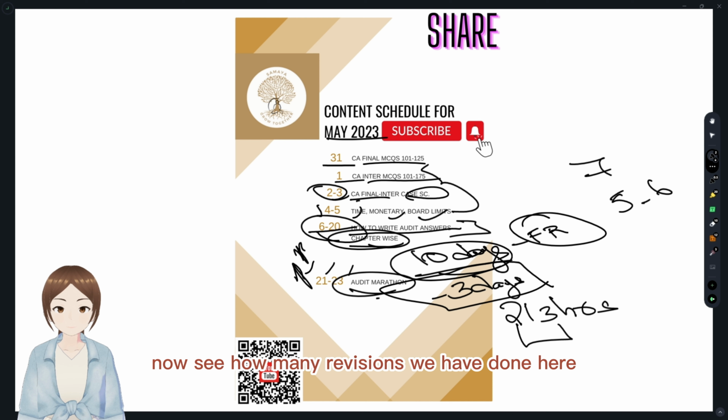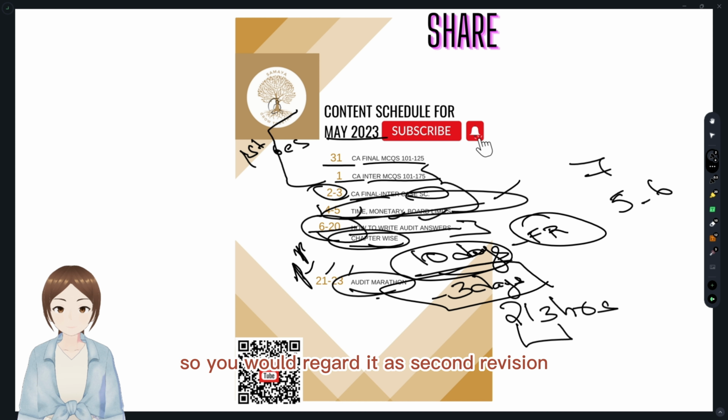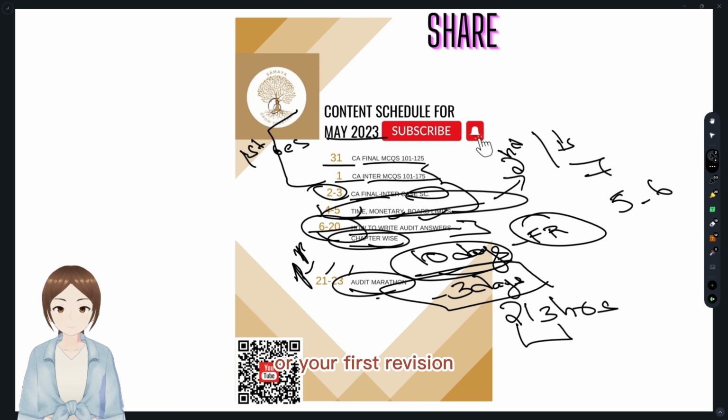Now see how many revisions we have done here. As we have said, we have to iterate audit revisions, right? Until here is the first revision. Keep it as a first revision, whether you have read or not read. We have touched various topics with regards to MCQs on case scenarios, so let that be the first revision, or till what all you have read, let it be the first revision. Or if you haven't touched the audit books also, no problem. Here, in the time limits and monetary and board limits, we'll touch each and every important topic with regards to that. So you would regard it as the second revision or your first revision.